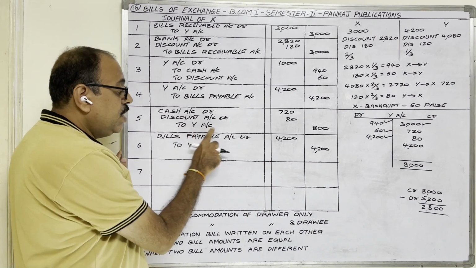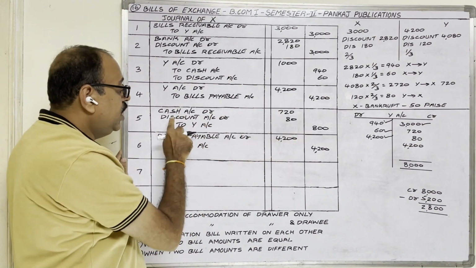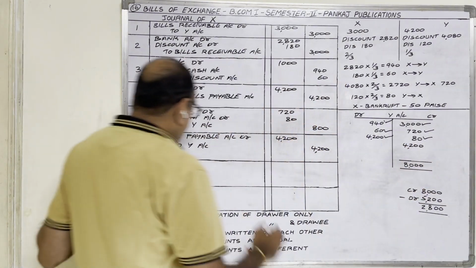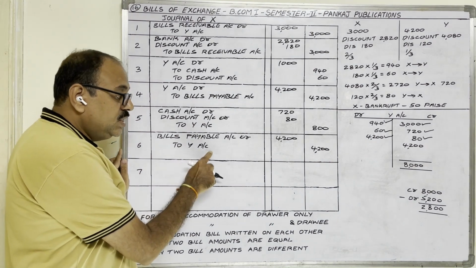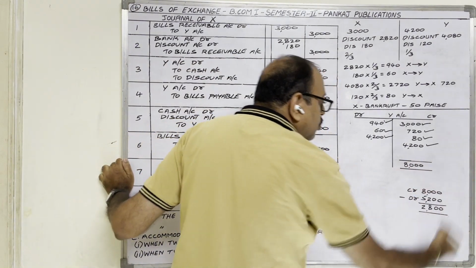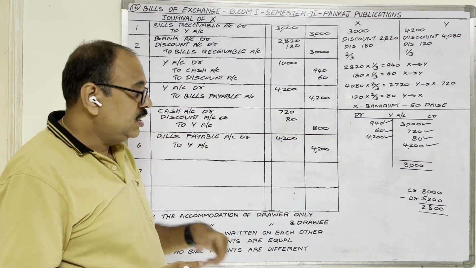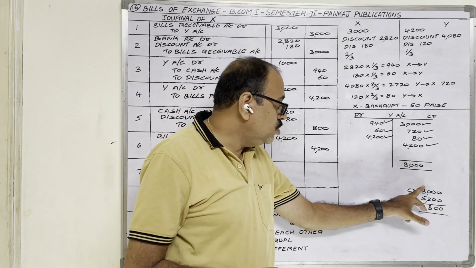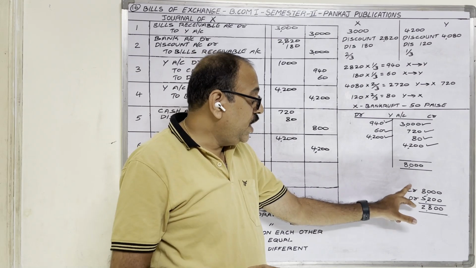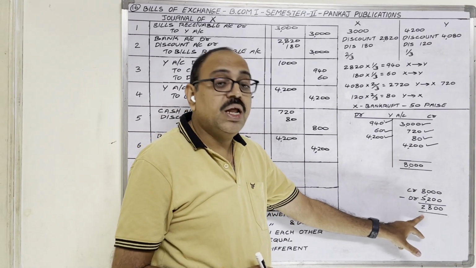Fifth entry, Y account is credited. Therefore, on the credit side we have to post: by cash 720, by discount 80. Sixth entry, Y account is credited. On the credit side, by bills payable 4,200. After posting, find the totals of the two sides. Credit side total is 8,000, debit side total is 5,200. So the credit total is more than the debit total and the difference is 2,800.